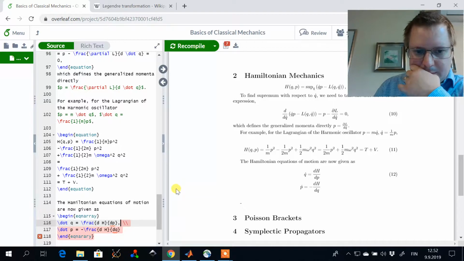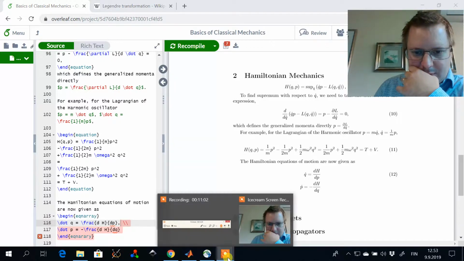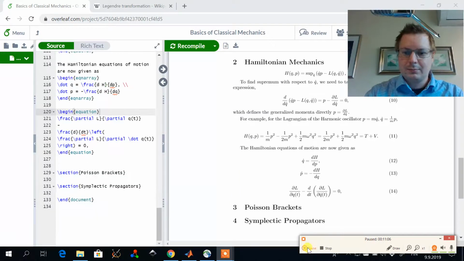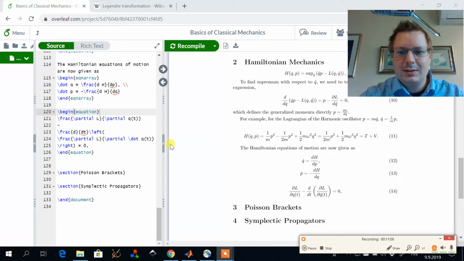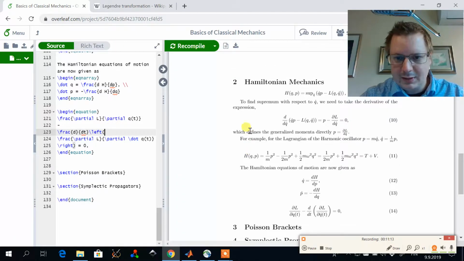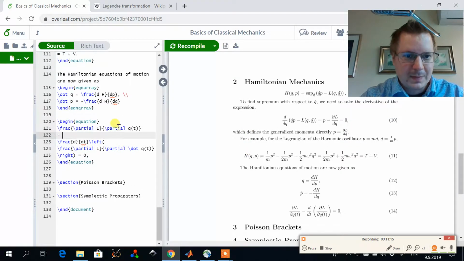So I will pause for one moment and figure it out. How can I derive it? Okay, I think I can figure out how to derive one of the Hamiltonian equations of motion.